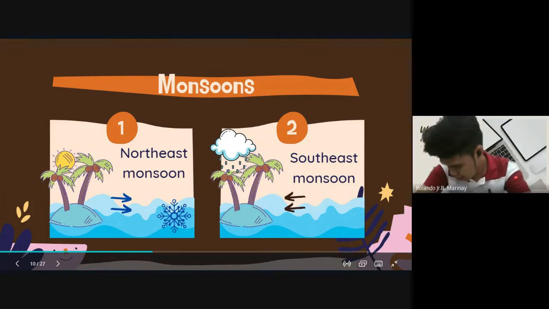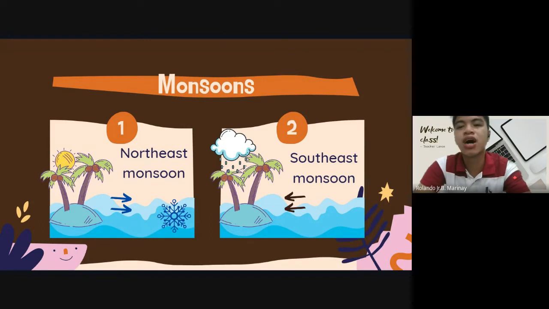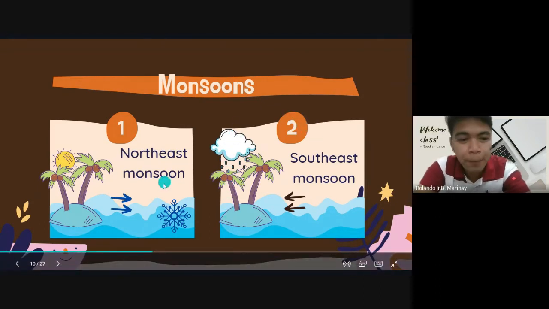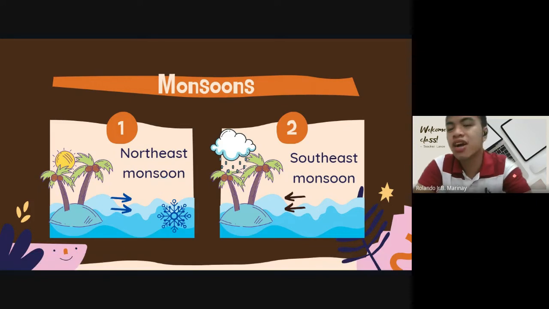Page 131. We're almost done with 131. Okay. Remember, the monsoons happen seasonally. That means it's longer than the local winds. The local winds happen every day. The monsoons happen seasonally. Okay?